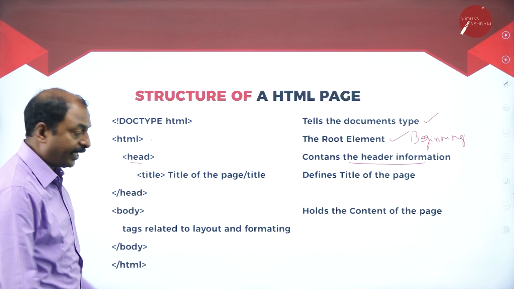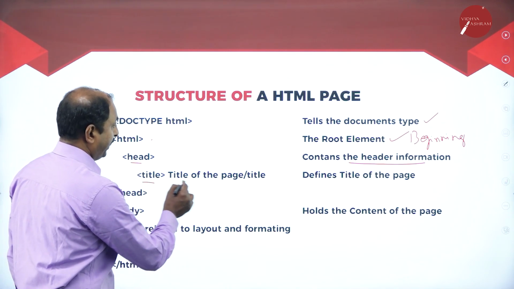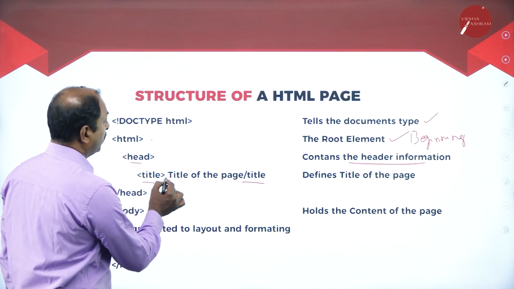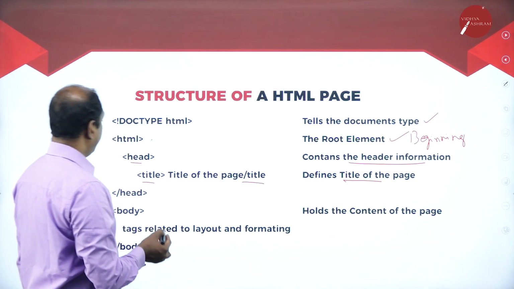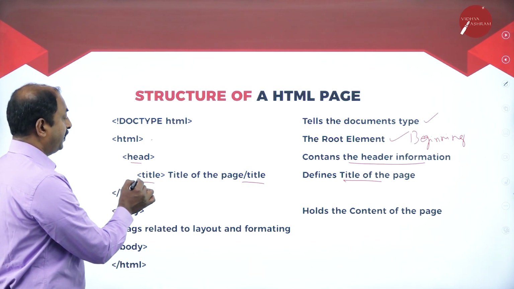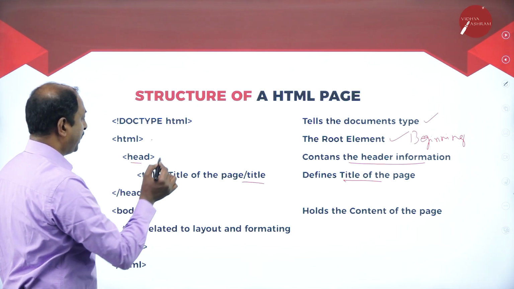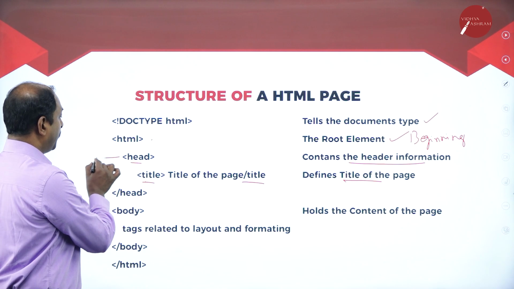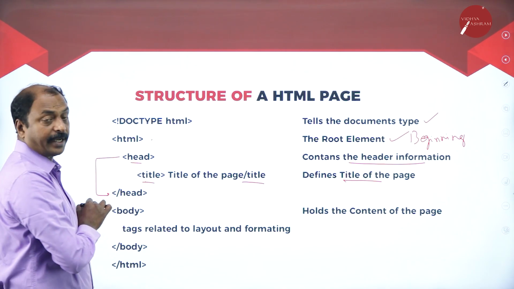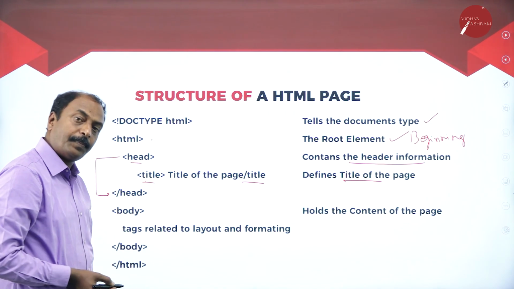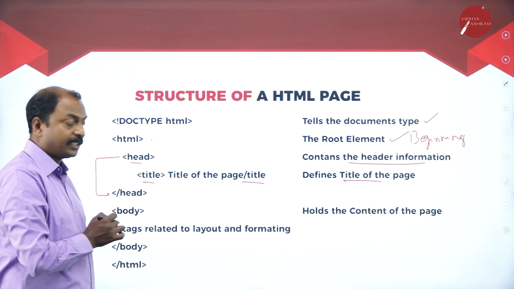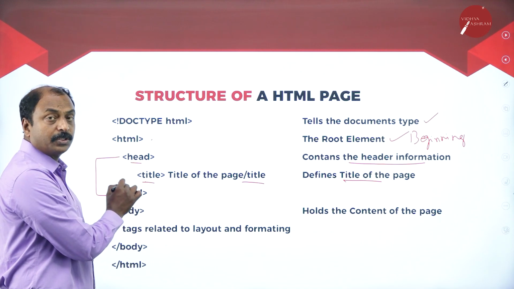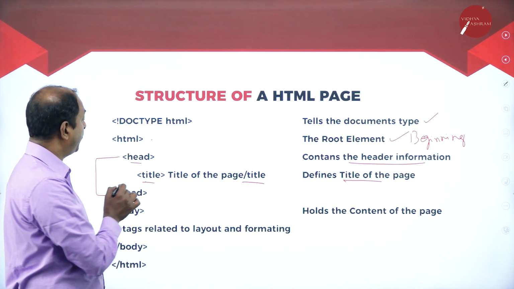And under the head tag we have the title tag, and here we are closing the title tag. So it defines the title of the page. Then observe this. The title is an open tag and a close tag, and here head is an open tag and it has a close tag here. So this is called a paired tag, and the close tag starts with a slash. So this indicates the close tag of the head element or head tag.